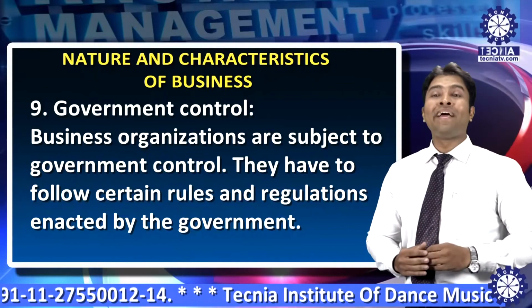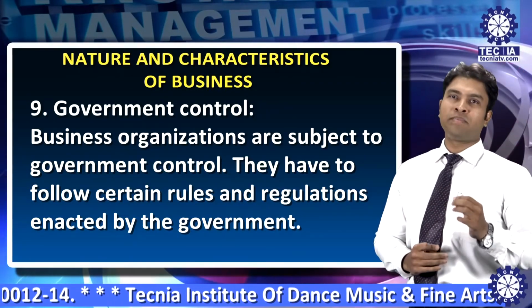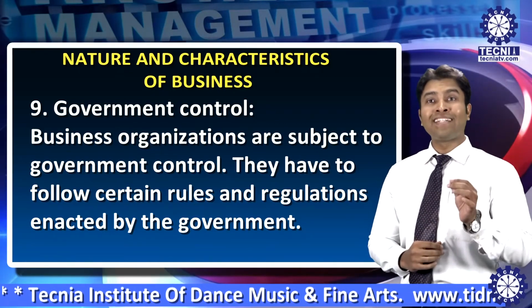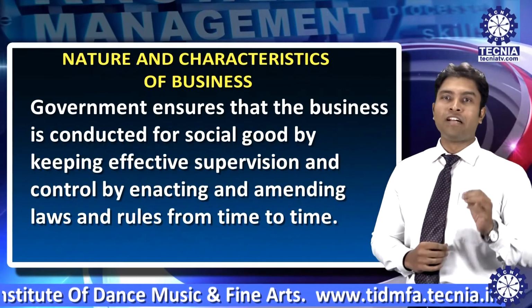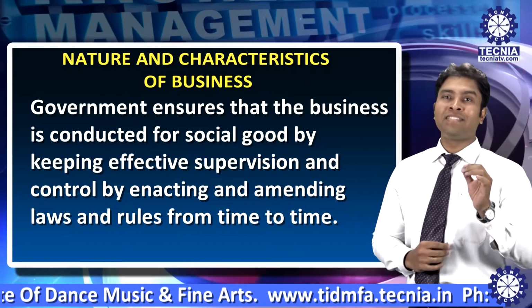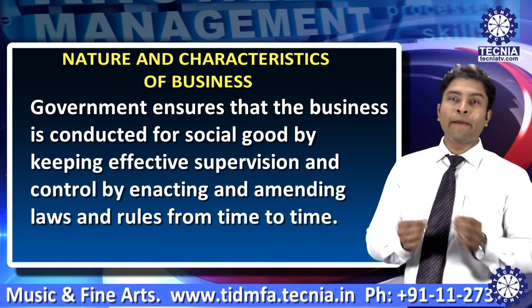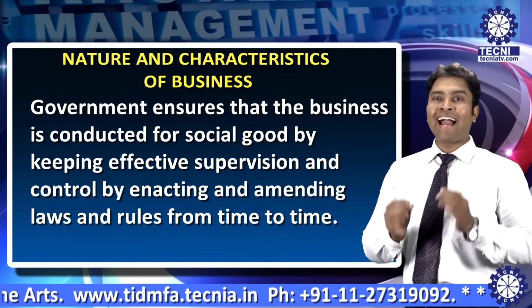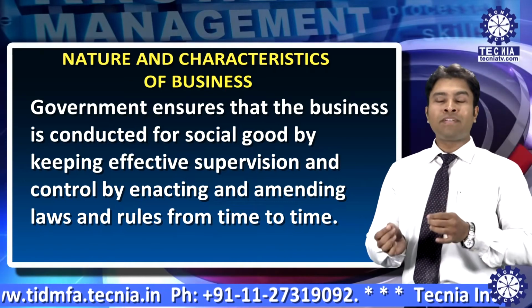Next, government control. Business organizations are subject to government control. They have to follow certain rules and regulations enacted by the government. Government ensures that the business is conducted for social good by keeping effective supervision and control, by enacting and amending laws and regulations from time to time.